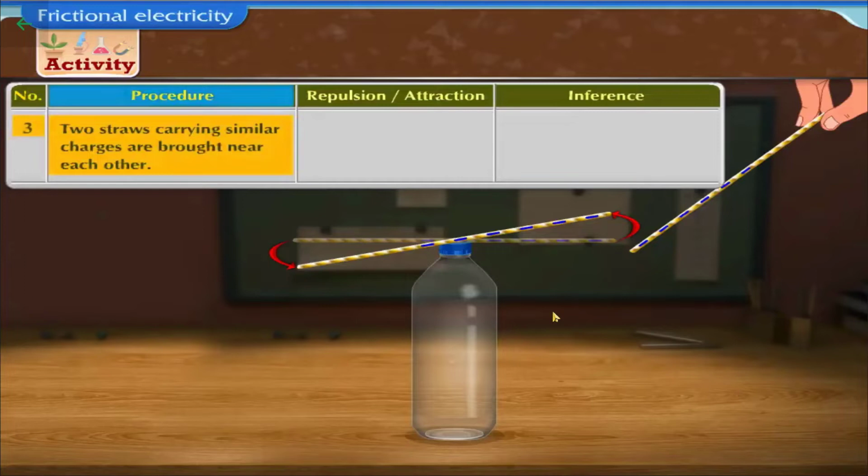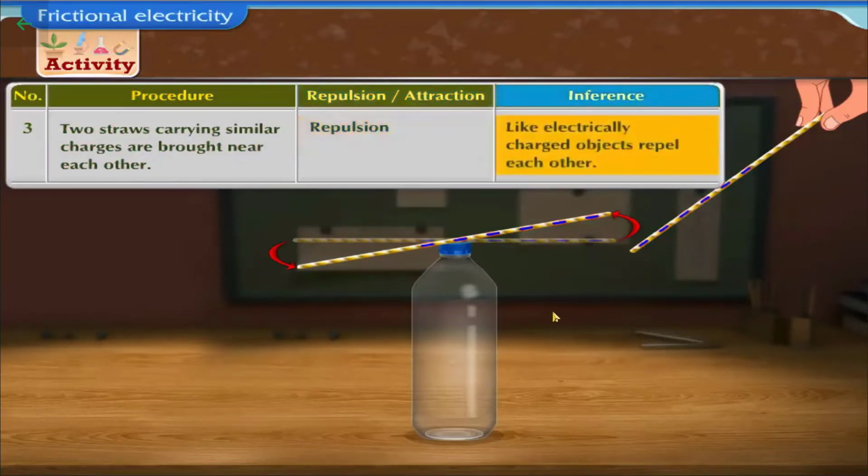When two straws carrying similar charges are brought near each other, there is repulsion between them. Thus, we can say that like electrically charged objects repel each other.